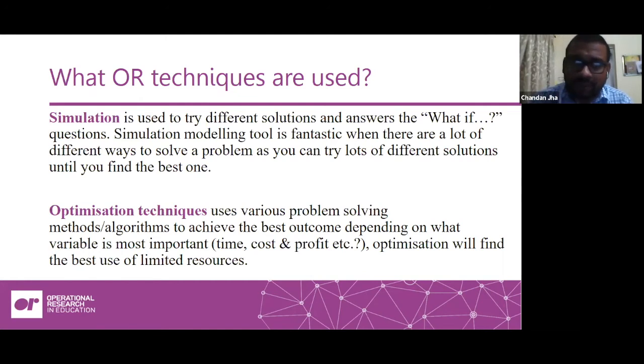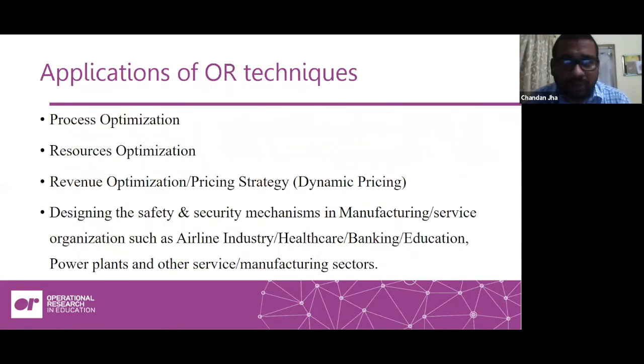Fine. So there comes the role of OR techniques. If I consider all those situations and try to categorize these techniques in various applications, one is process optimization. Process optimization deals with all the activities we do to complete any task or work, and how to optimize that process, whether minimizing the cost or time, while not compromising the quality of the product or service. That is very important.